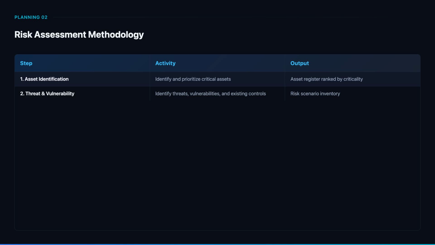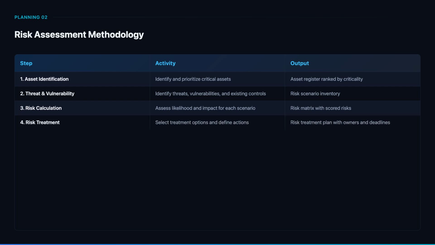Step 2 is identifying threats and vulnerabilities for each critical asset, along with the controls already in place. This gives you a risk scenario inventory that maps what could go wrong and where your gaps are. Step 3 is calculating risk by assessing the likelihood and impact of each scenario. You use a risk matrix to score and compare risks, so you can prioritize where to invest in treatment.